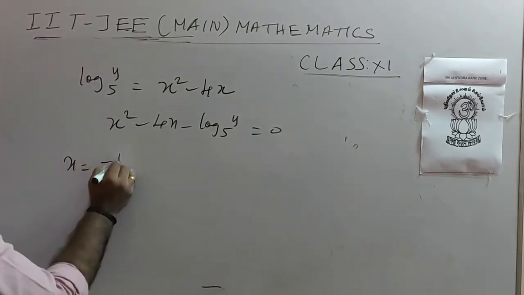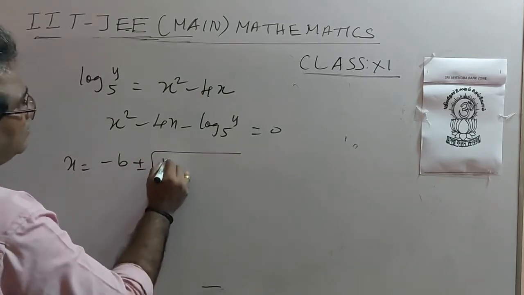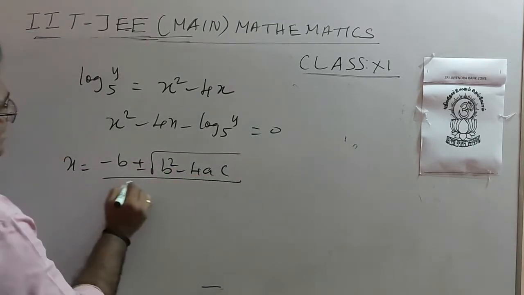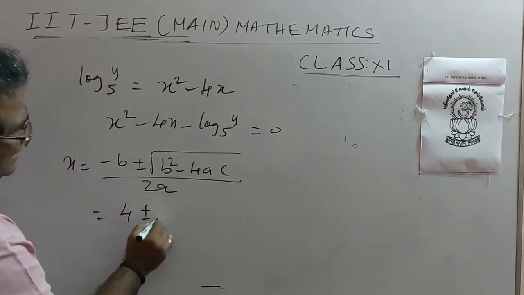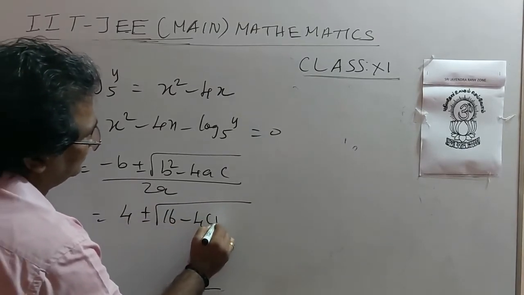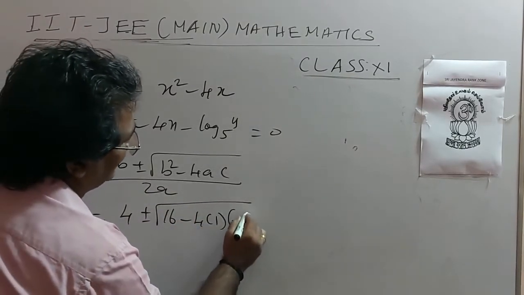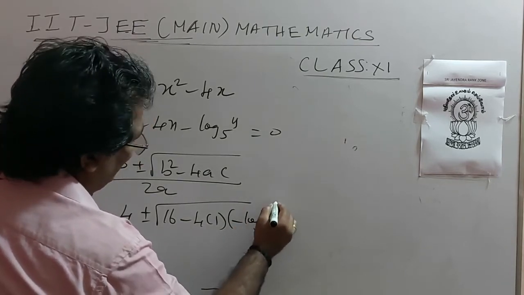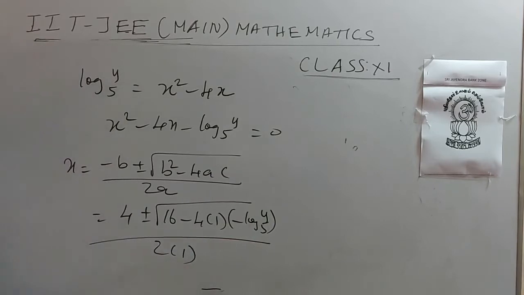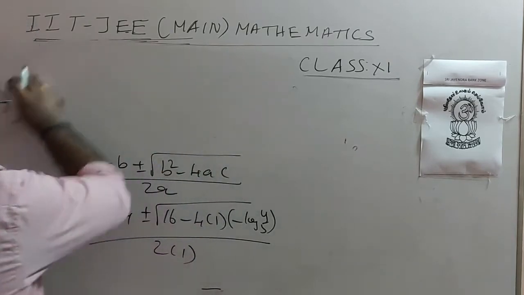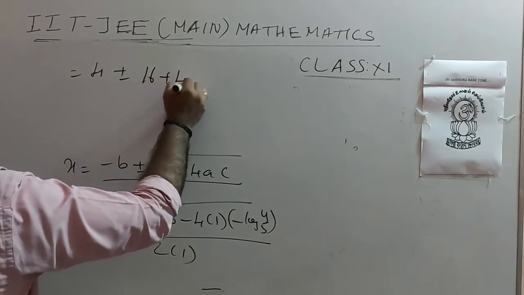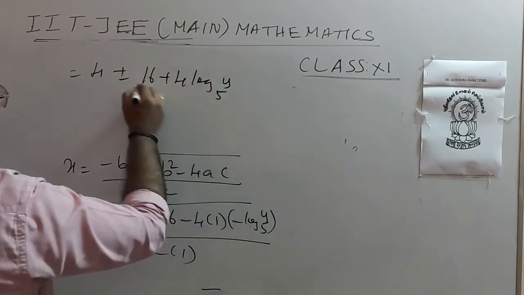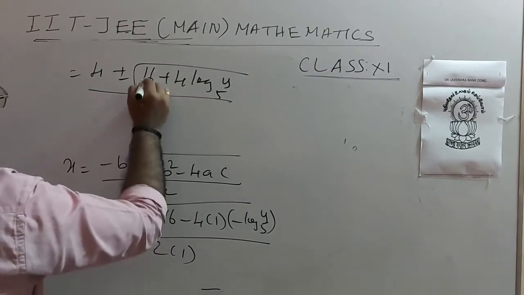x equals minus b plus or minus root of b squared minus 4ac by 2a. Here b is minus 4, so minus b is plus 4, plus or minus the root of 16 minus 4 times 1 times c, where c is minus log y to the base 5, all divided by 2a, that is 2 into 1. So we get 4 plus or minus root of 16 plus 4 log y to the base 5, by 2.